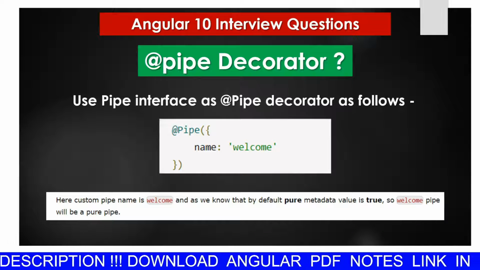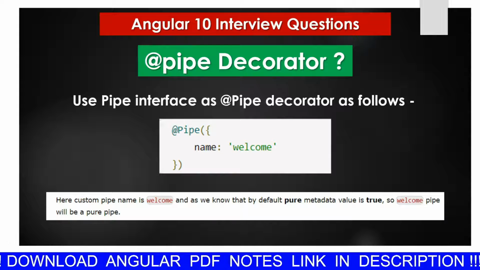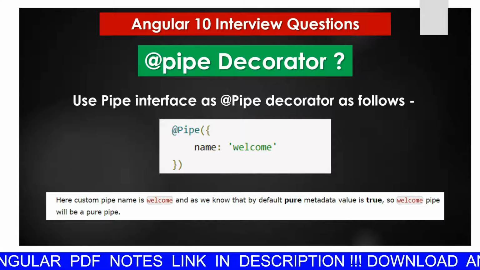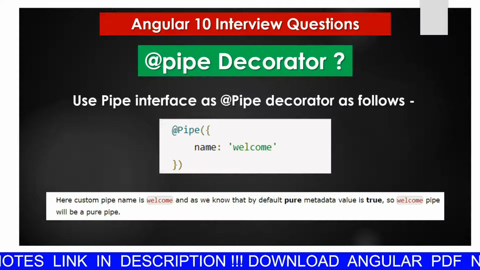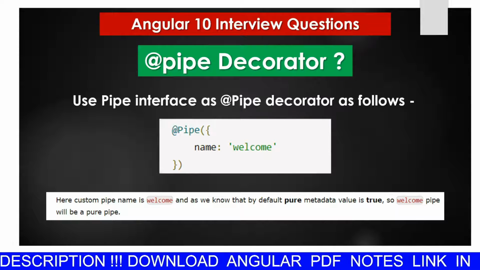Use the pipe interface as a pipe decorator as follows. We can use it as a pipe decorator where name is welcome. Here the custom pipe name is welcome, and as we know that by default the pure metadata value is true, so the welcome pipe will be a pure pipe, guys. This is an example of a pure pipe, guys.